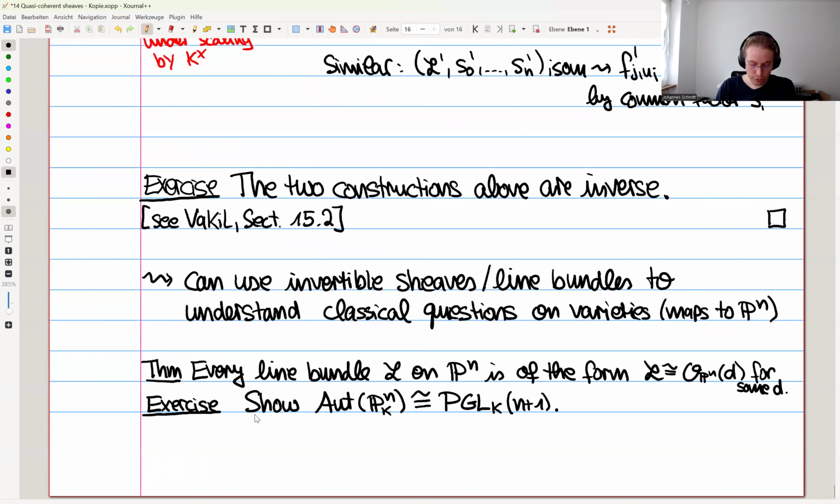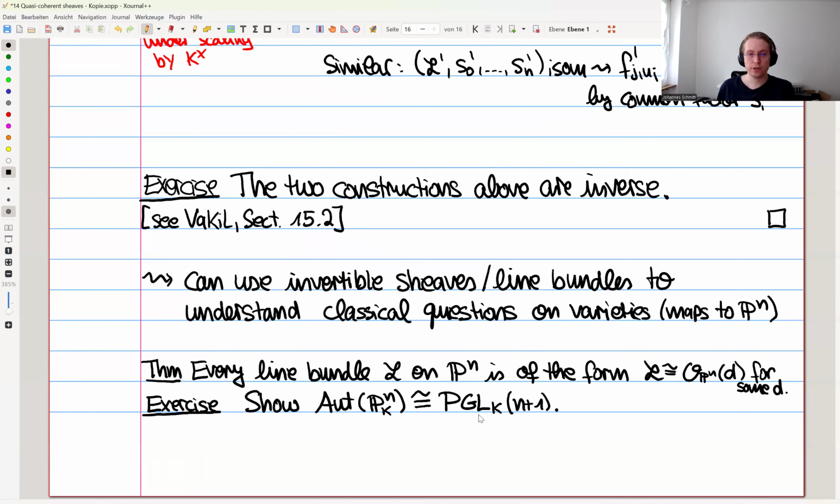And this can be used to prove that the automorphism group of Pn over some field is just the projective general linear group of invertible (n+1) by (n+1) matrices up to scaling. So this is a statement which we had seen a long time ago, and we had skipped the proof. One reason is that in order to prove it, one very nice way is to use this theory of invertible sheaves. Okay, this was everything about the quasi-coherent sheaves, showing at least in this last video some small application.